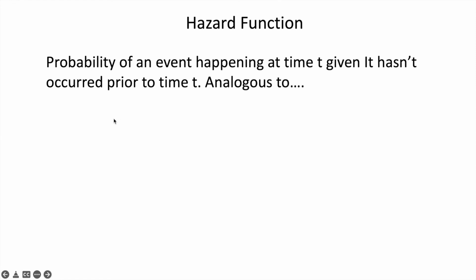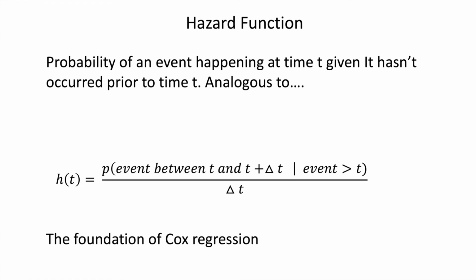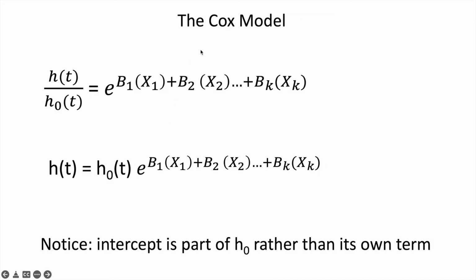A related idea is hazard, and hazard's the probability of an event happening at time t, given that it hasn't happened up to time t. So it's a conditional probability that, given that someone survived this long, what are the odds that the event's going to happen in this next little span of time? And this is the foundation of Cox regression. I'm going to talk a lot more about hazard in the Cox proportional hazard video.